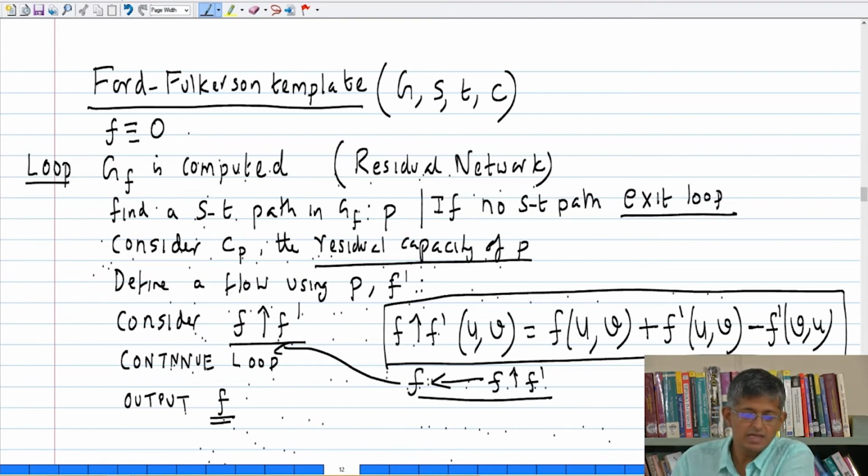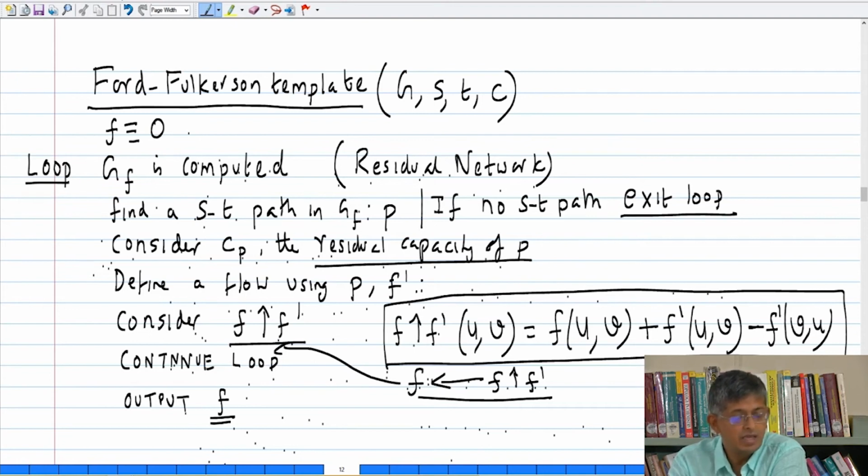Let's just review this. You start with a flow equal to 0, then you start a loop. At the beginning of the loop, you compute a network which is called a residual network. In this residual network, you will have modified capacities depending upon the current flow that you have calculated, which is f. This residual network will encode how much capacity is left on each of the arcs and some very important additional information. Then it will try to find an ST path. If there is no path, it will exit the loop and print out the flow that you have calculated so far.